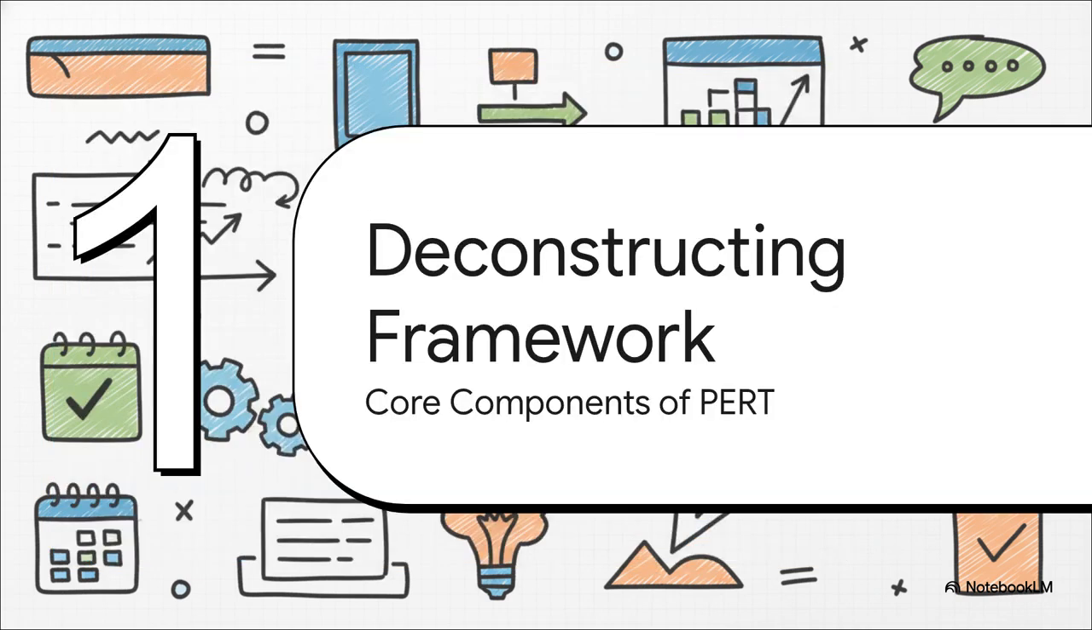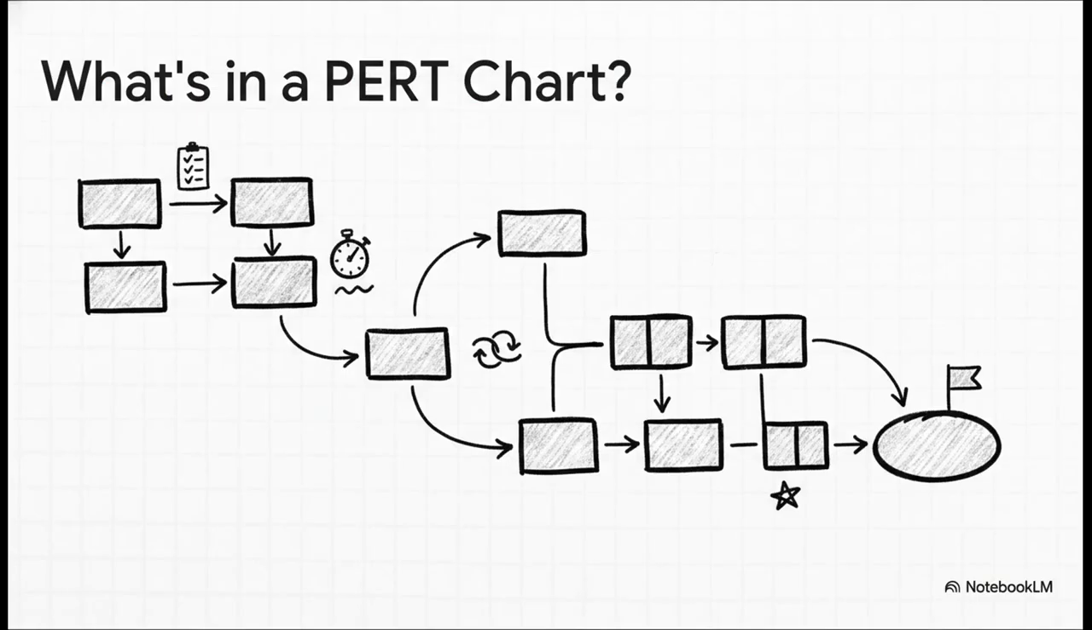Now let's break down the framework. To really master a tool like PERT, you have to understand its core components. It's kind of like popping the hood of a car. You need to see how the engine works so you can spot problems before they even start. At its heart, a PERT chart is basically a visual map of your project. But as you can see, it's way more than just a to-do list.